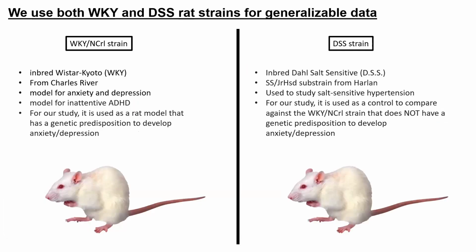And so I also do this in 2 strains to make sure that our data is not strain specific. And we use inbred strains because we are going to look at gene expression. I use the WKYs because they're supposedly a model for anxiety and depression. And they have supposedly a genetic predisposition for anxiety and depression. And now the DSS, certainly not in our lab, but in other labs, they're used as a model for hypertension or salt sensitivity. But for us, what's important is that they don't have a background of having anxiety or depression. And so essentially they're used as our controls to the WKYs.